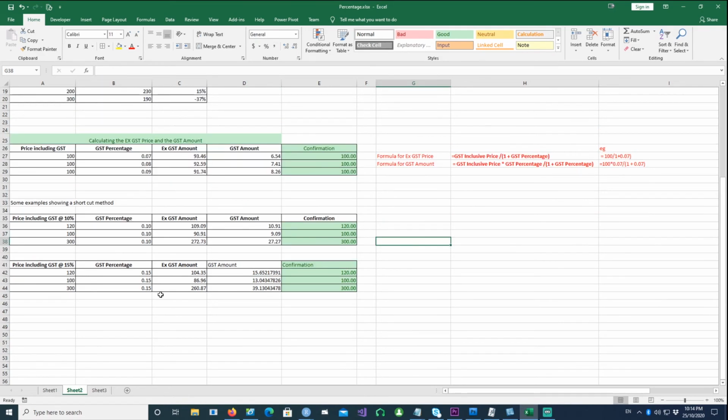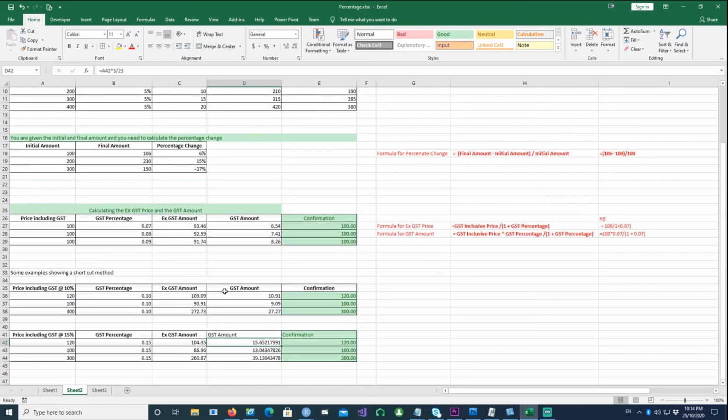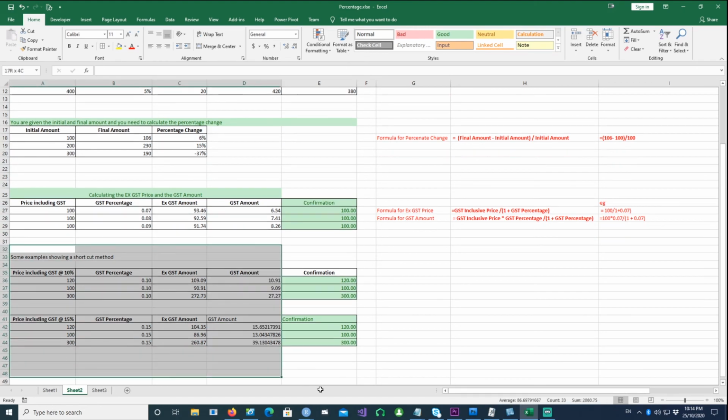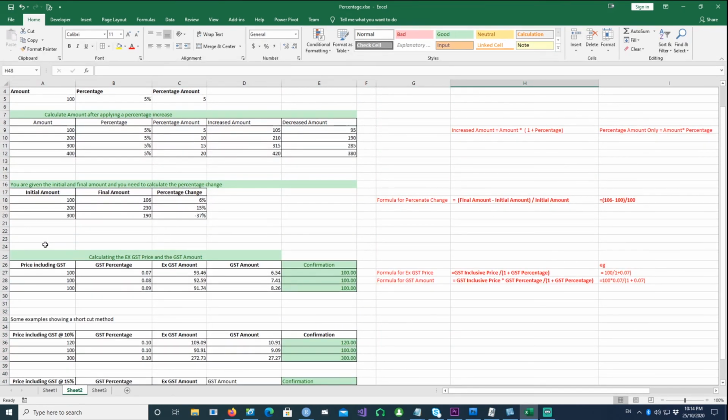Similarly, if your country has a 15% GST, then it's also a little bit easier. You multiply it by 3 and then divide it by 23 to get the GST amount. So that's just a shortcut. But if you are not going to use those shortcuts, just stick to this formula and remember these 3 or 4 formulas, which will help you to calculate different scenarios.